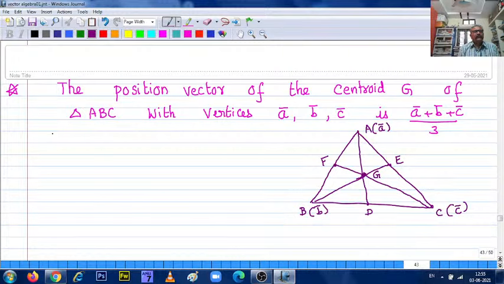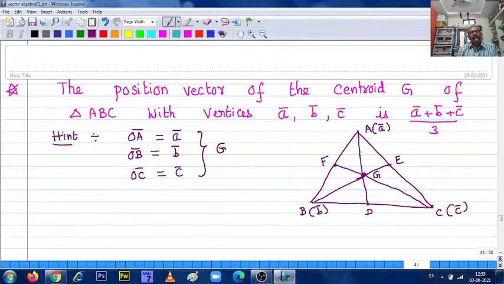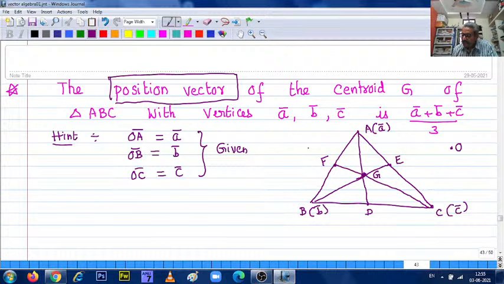Here now see the hint, what is given: OA bar equals A bar, OB bar equals B bar, OC bar equals C bar. This is given. That means the position vector of G with vertices A bar, B bar, C bar. Origin means an arbitrary point, anywhere you can take. For example, origin is O here, right?